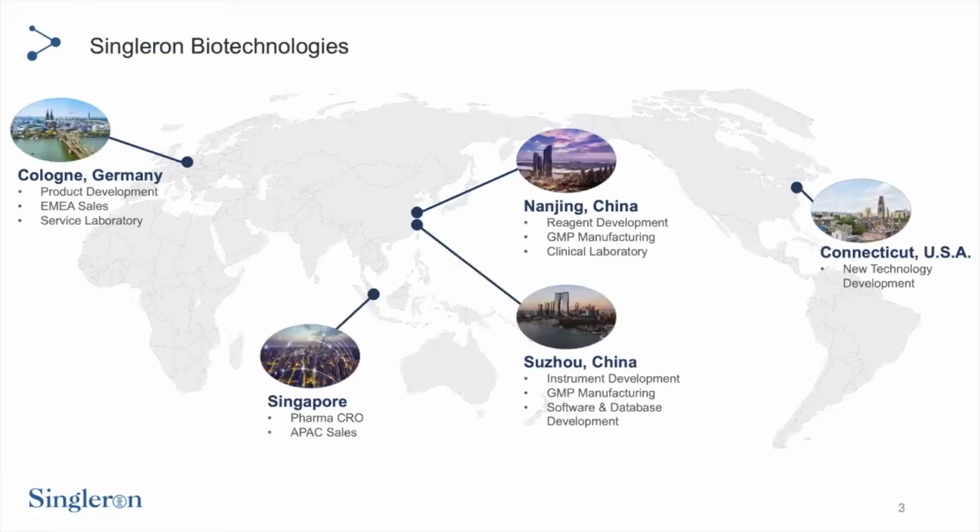So without further ado, let's begin with the introduction of our company. We are Singleron Biotechnologies, and we were established in 2018. Since then, we have offices all around the world. What we do is we produce our own single-cell multi-omics solutions, single-cell sequencing kits. We are also providing them as a service.